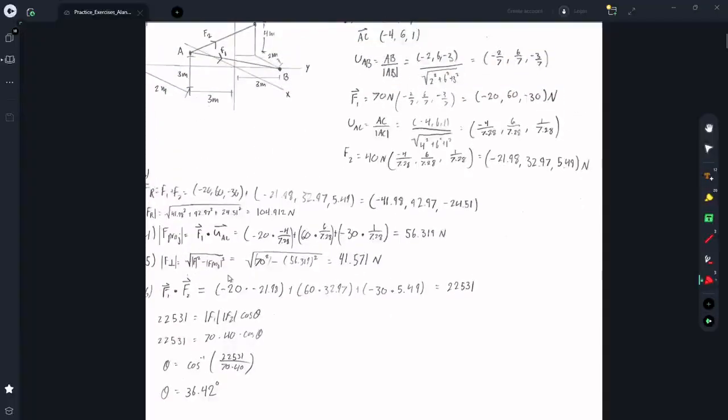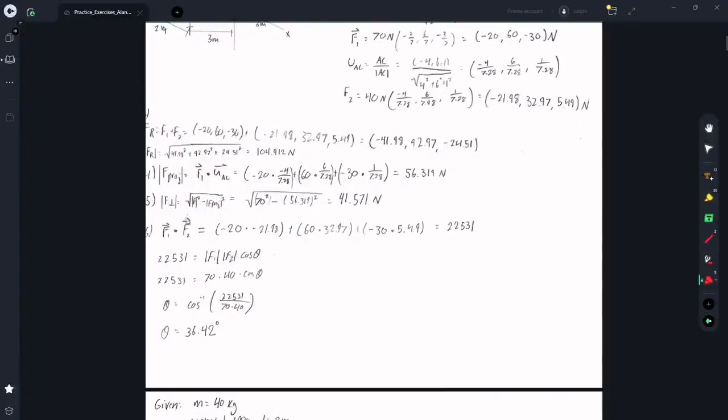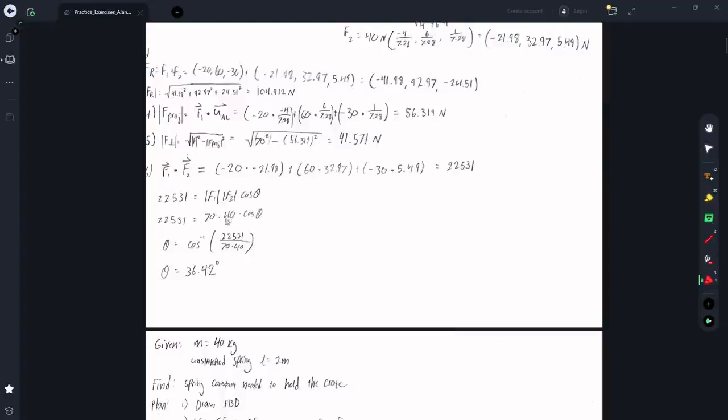So finally, to get the angle between F1 and F2, we can use the dot product again. Here I did F1 dot F2, and I used the scalar sum method to get 22,531. And then I set that equal to the other definition of the dot product, which is the magnitude of F1 times the magnitude of F2 times the cosine of the angle between them. So I can just solve for the angle, and I got 36.42 degrees.